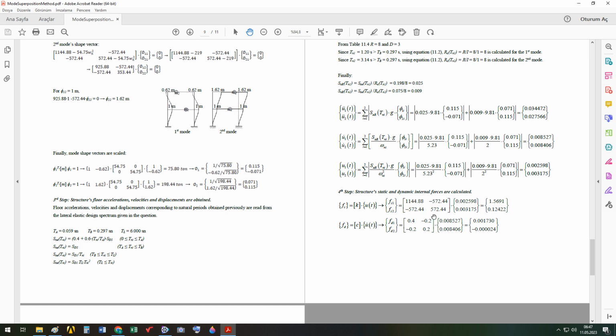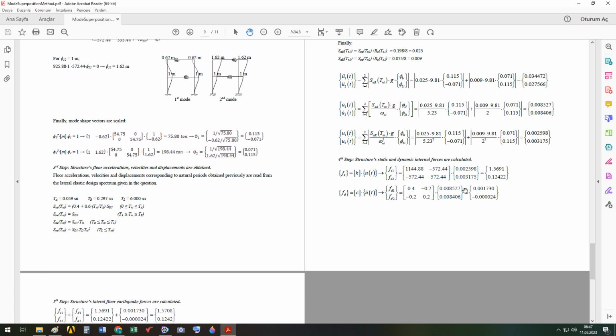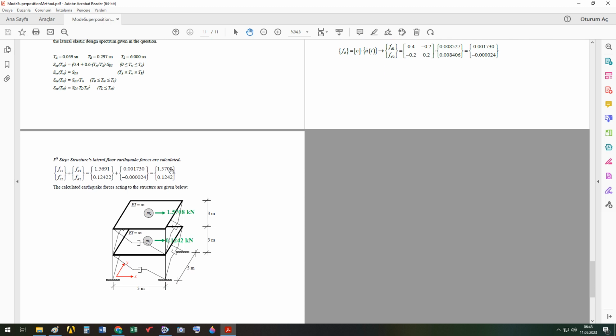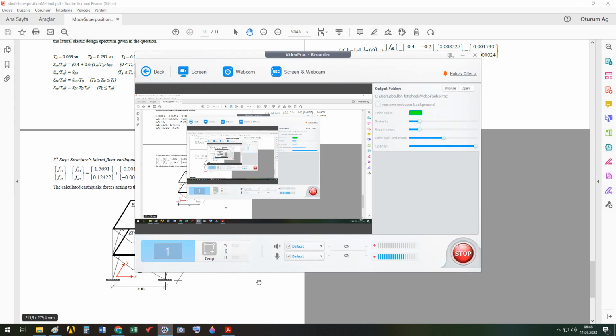Then I employed these formulas to obtain the elastic internal forces in the first floor and in the second floor, and damper internal forces, the forces developed in dampers in the first and second floor. And then I multiply them and obtain these values. This acts on the first floor's mass. So this is wrong. It should be so. This is also wrong. It should be so. Okay. That's the explanation of the mode superposition method.